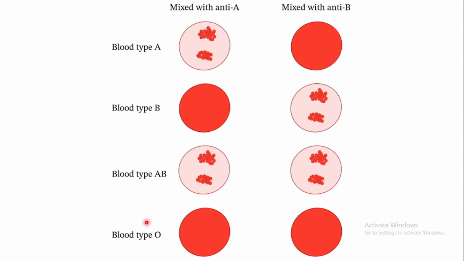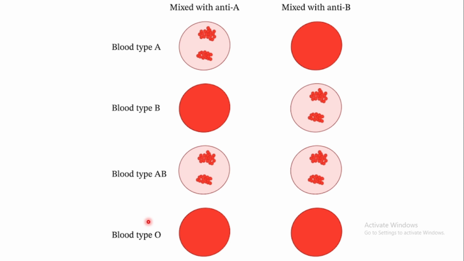Okay, and same is the case with Rh positive and Rh negative. If the blood shows coagulation with Rh antibodies, it means the blood group is positive. And if the blood doesn't show any coagulation by the addition of Rh antibodies, it means there is no D antigen present. It means the blood group is negative.